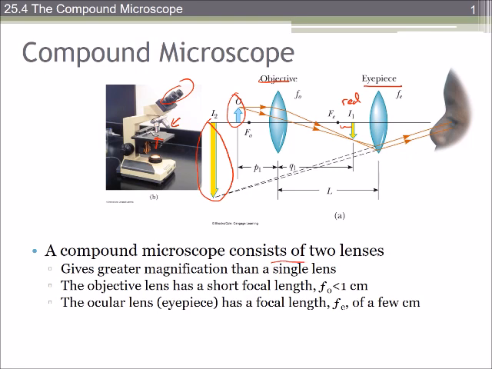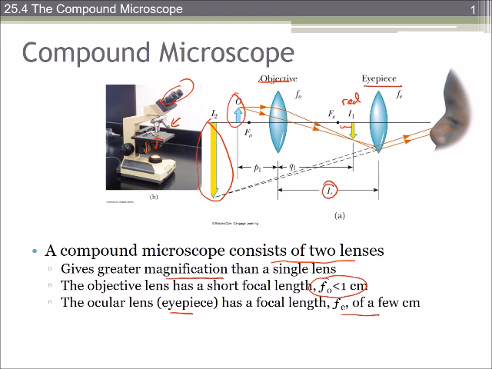So it consists of two main lenses, and these lenses are typically made of several lenses, just like a camera is, for the same reasons, to remove aberrations. And this gives a greater magnification than a single lens ever could. The objective lens has a short focal length, less than a centimeter, and the eyepiece lens has a focal length of a few centimeters.